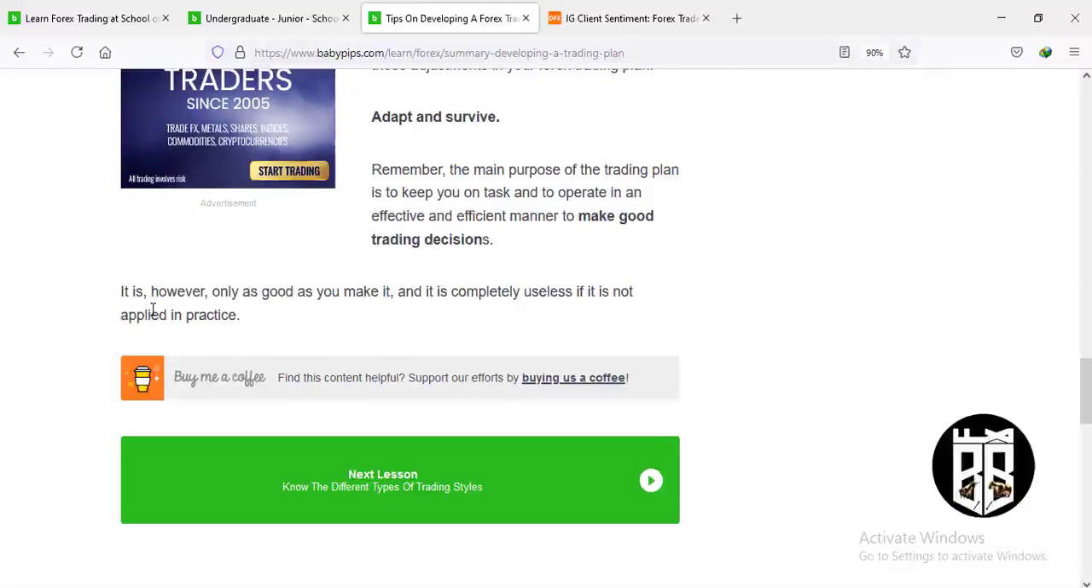So it is, however, only as good as you make it, and it is completely useless if you don't apply or practice it.